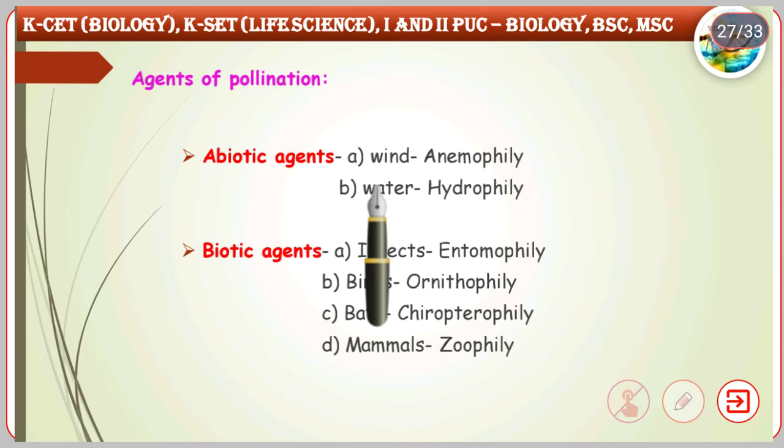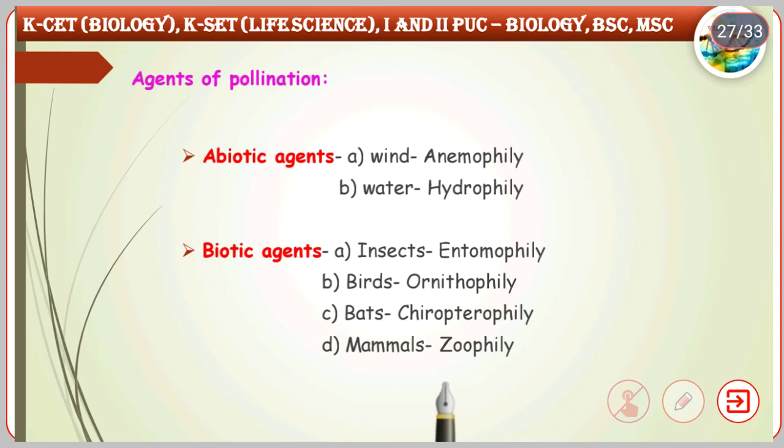First let us see non-living agents, that is abiotic agents. With the help of wind the pollination takes place. If the pollination takes place with the help of wind, then it is called anemophily. And next, if the pollination takes place with the help of water, then it is called hydrophily. These are the two abiotic agents of pollination. Next let us see biotic agents of pollination, living agents: insects, birds, bats, mammals, and some snails also we can take.